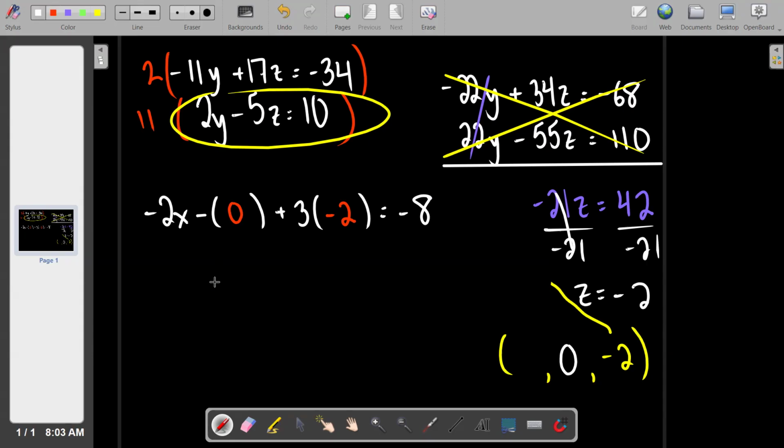So we wind up with negative 2x minus 6 equals negative 8. The minus 0 is pretty well pointless. And then you add 6, get negative 2x equals negative 2. And then you divide and get x equals 1. And that's it. And the puzzle is complete.